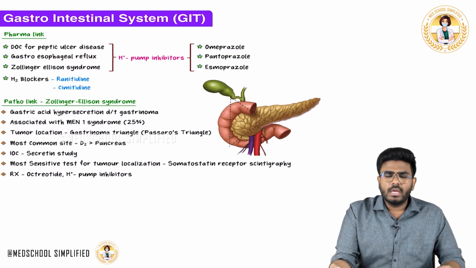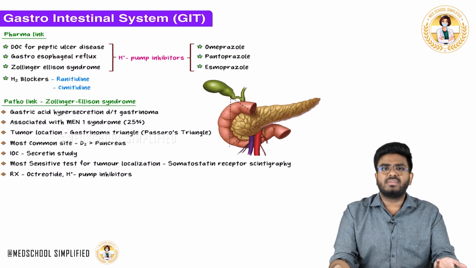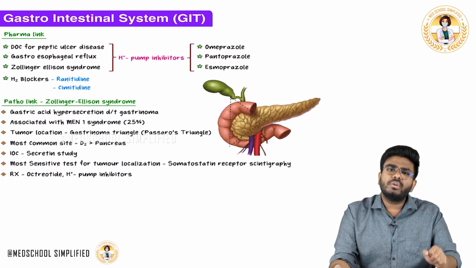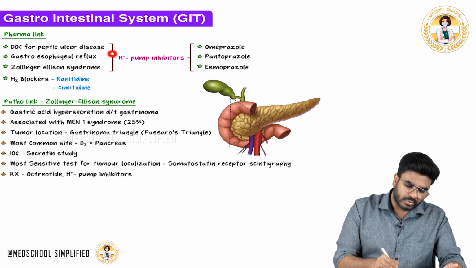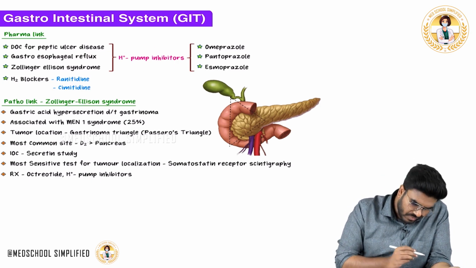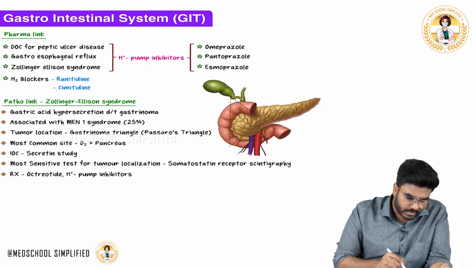So what do we have to do? We have to decrease the acid production. Less acid means less reflux. Simple. How can you decrease the acid production? By proton pump inhibitors. So even in GERD, you can use proton pump inhibitors. These are the powerful drugs: omeprazole, pantoprazole, esomeprazole.